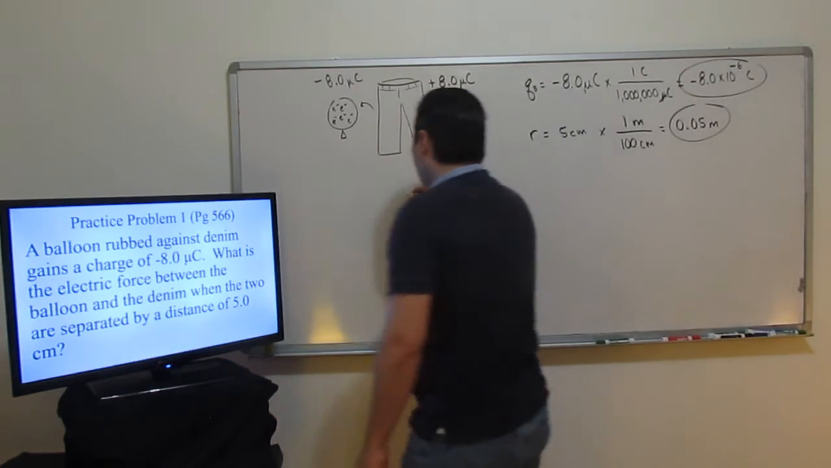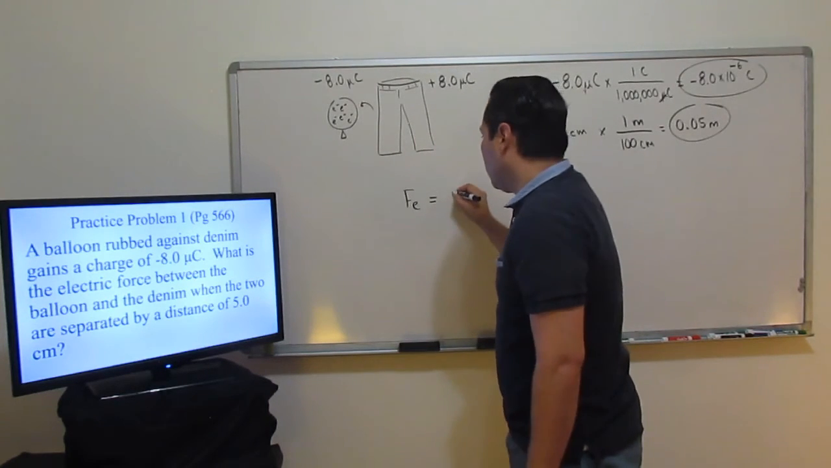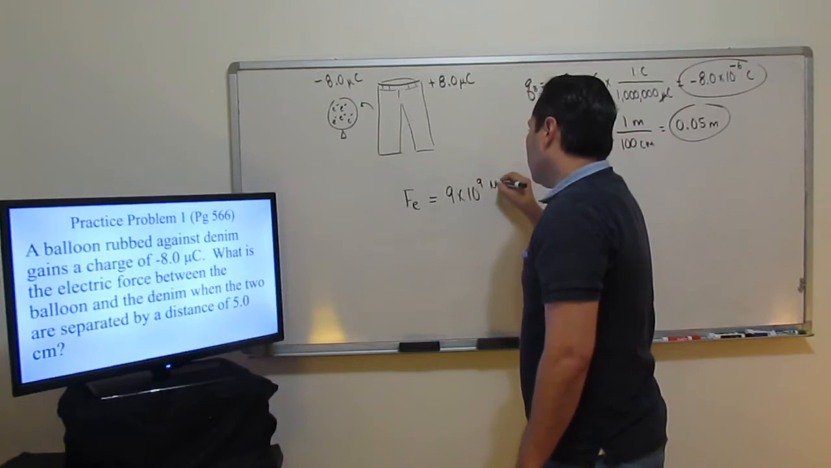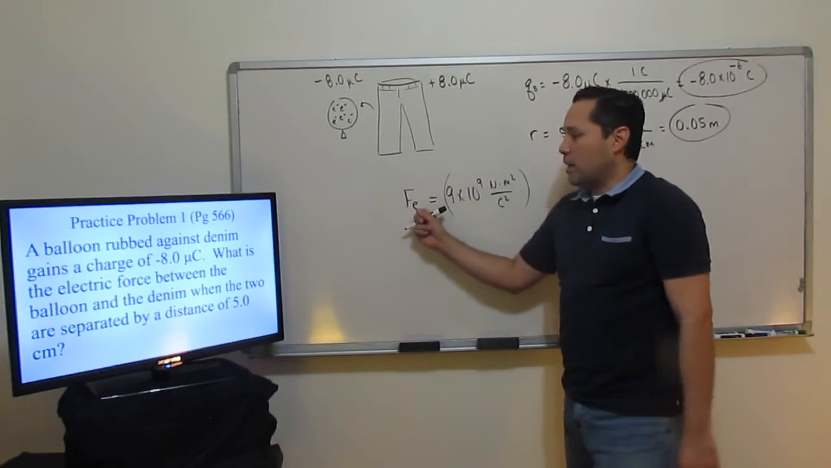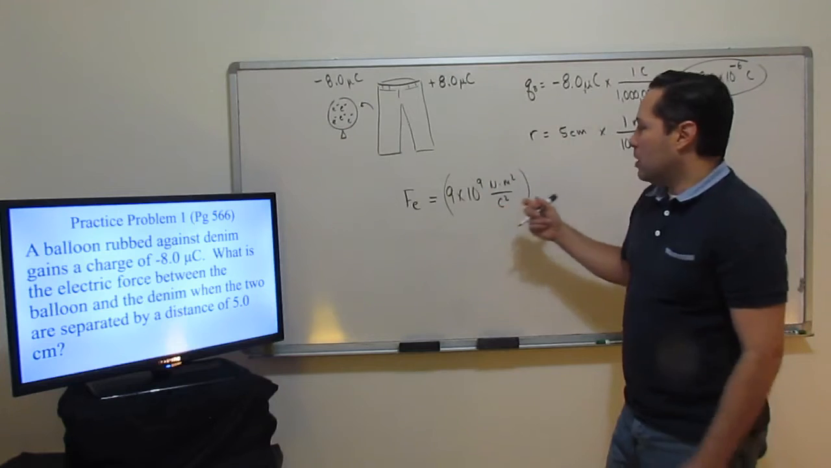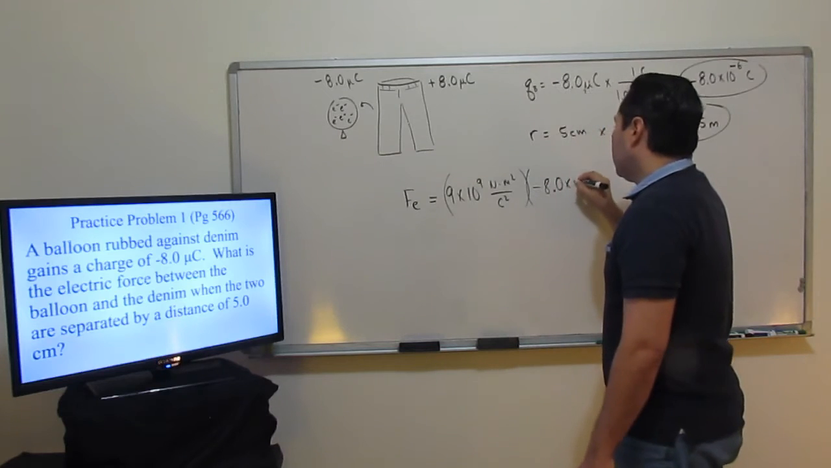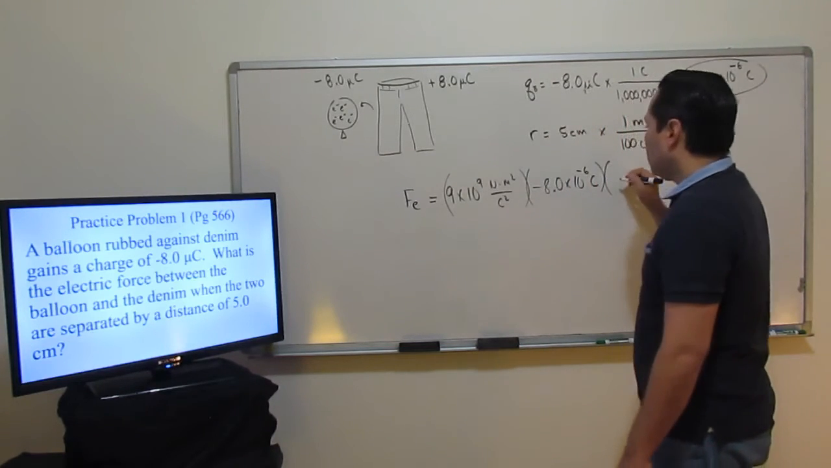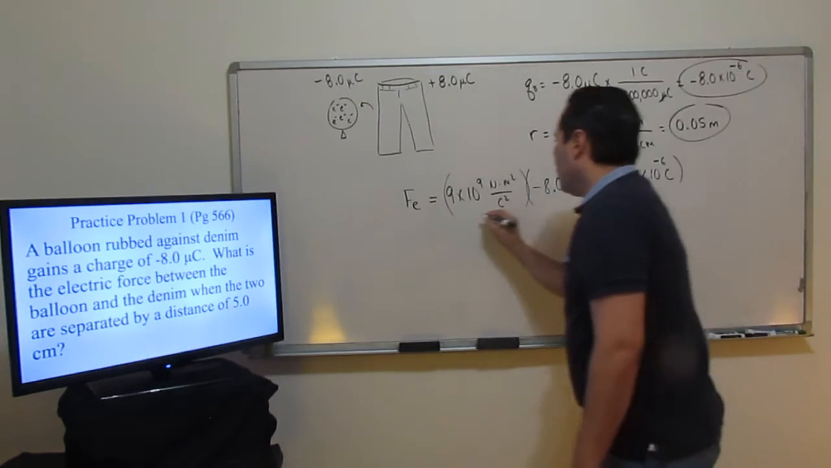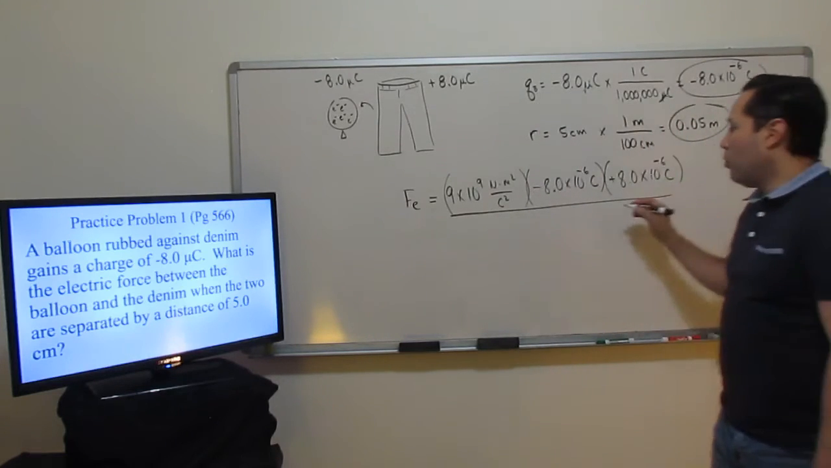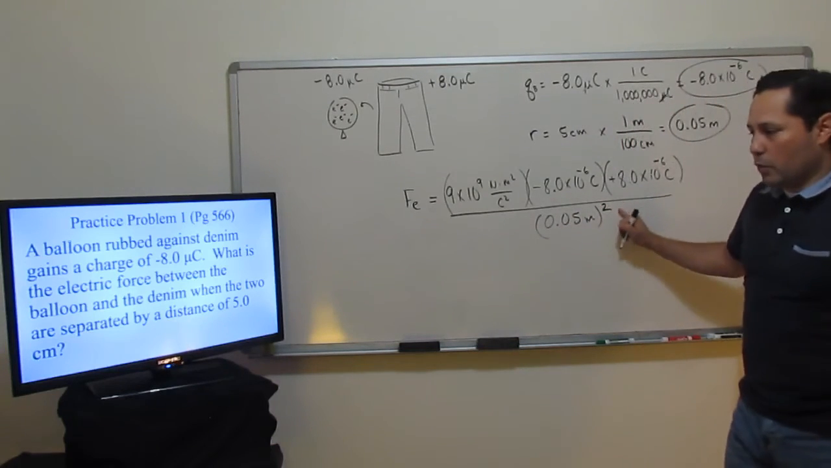Alright, and let's figure out the force. The electric force is going to be K, the value for the Coulomb's constant, which is 9 times 10 to the 9 newtons times meter squared over Coulomb squared. So that is a constant. We always use that number for electric force. Next comes the charges. Remember, the charges are going to be 0.8 times 10 to the -6 coulombs multiplied times +8 times 10 to the -6 coulombs divided by the distance between them, which is 0.05 meters. And don't forget that that value is squared.